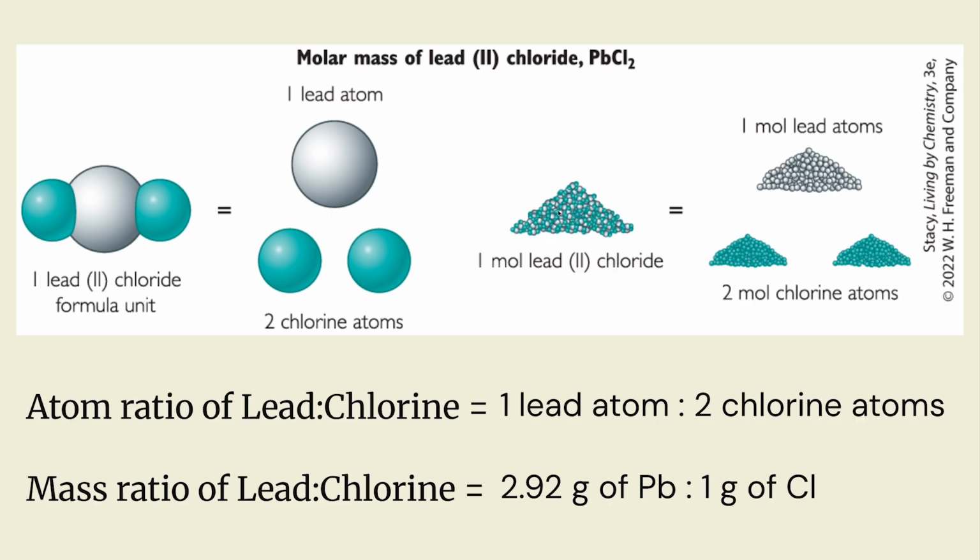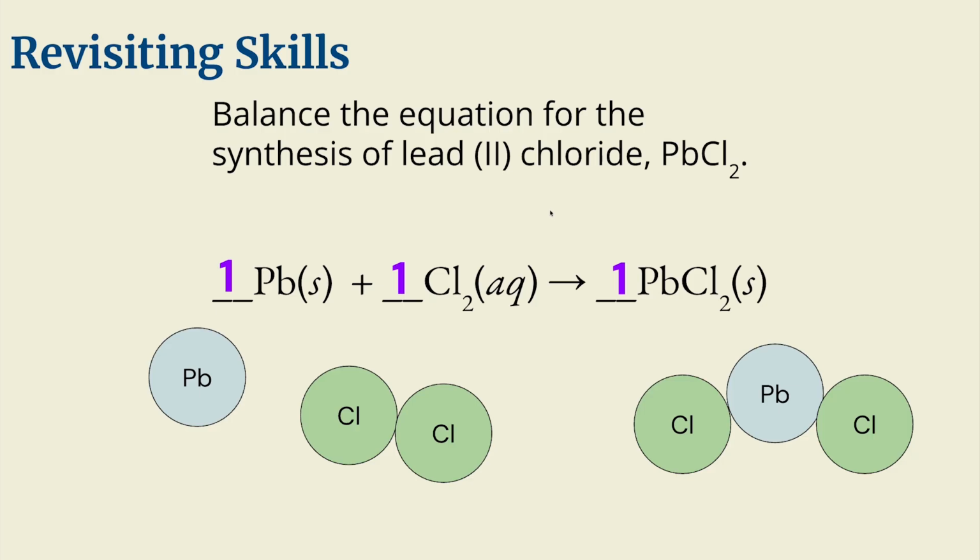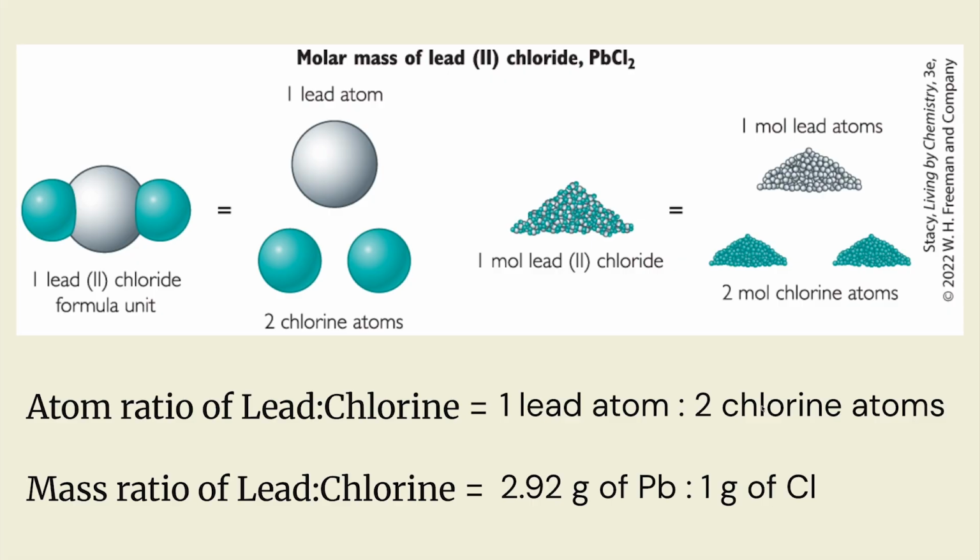So when we break them up, we've got 1 mole of lead atoms. That means there is going to be 6.022 times 10 to the 23rd, and there's going to be 2 moles of chlorine atoms, because remember, there are 2 chlorine atoms in each formula unit. So 1 mole of PbCl2, when we break it up, gives us 2 moles of chlorine atoms.